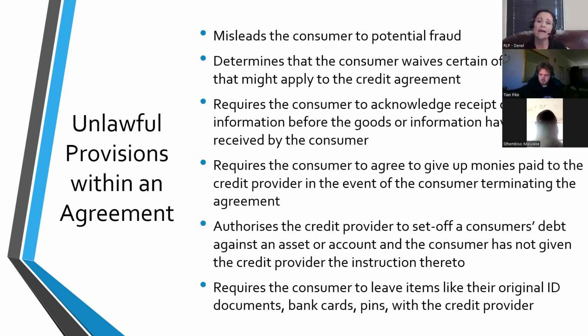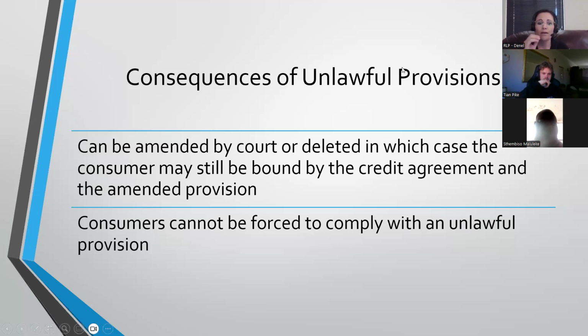So the court will either remove it or amend it, but the consumer will still be bound by the contract. They just cannot be forced to adhere or comply with an unlawful part. So, like I said, the consequences of an unlawful provision: it will either be removed or amended by the court, but the consumer will still be bound by this agreement and the amended part, because we cannot force them to comply with an unlawful part. Okay. Any questions so far?